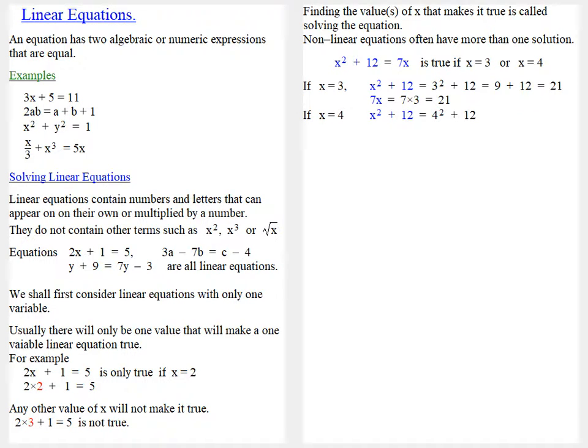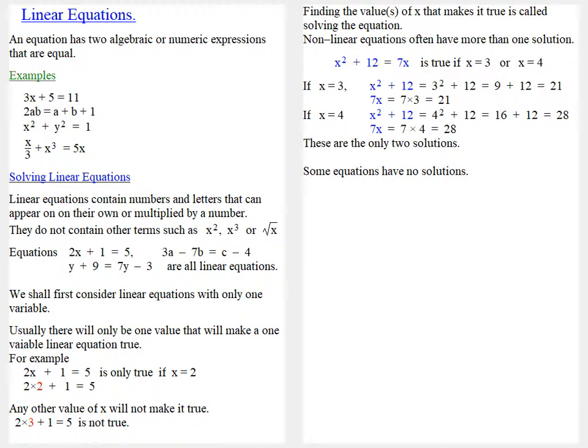If x equals 4, we end up with the left-hand side is x squared plus 12 is equal to 4 squared plus 12, which is 16 plus 12, or 28. The right-hand side is 7x, which is equal to 7 times 4, which is 28, and so the right-hand side is equal to the left-hand side. Now it turns out these are the only two solutions. It doesn't work with any other number.